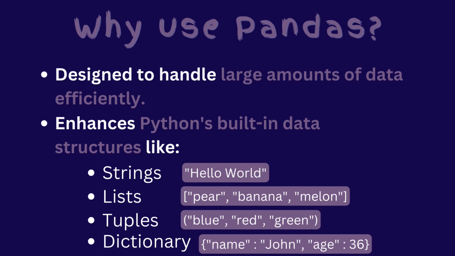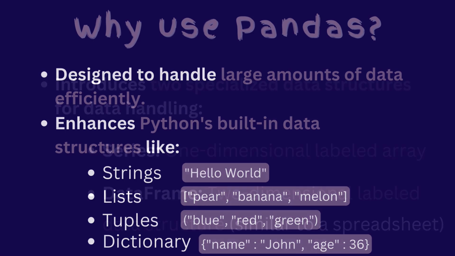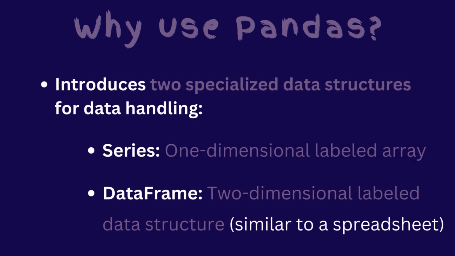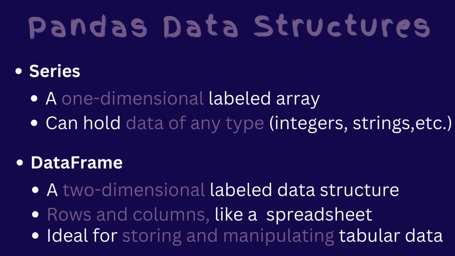In addition to Python's built-in data structures like strings, lists, tuples, and dictionaries, Pandas introduces two specialized data structures. The first data structure is series. Series is a one-dimensional labeled array that can hold data of any type. The other data structure is data frame. Data frame is a two-dimensional labeled data structure similar to a table or a spreadsheet with rows and columns.